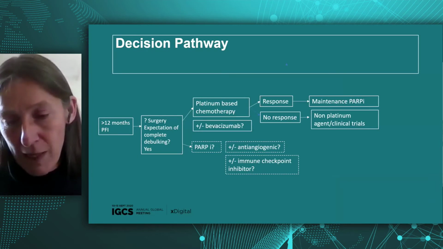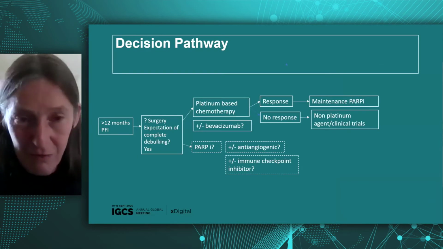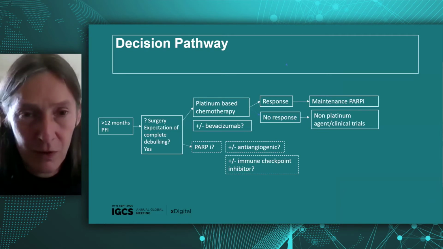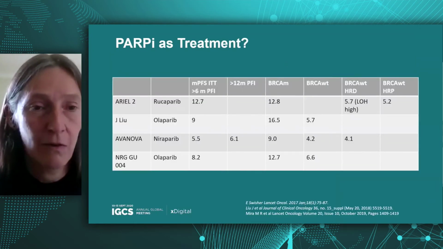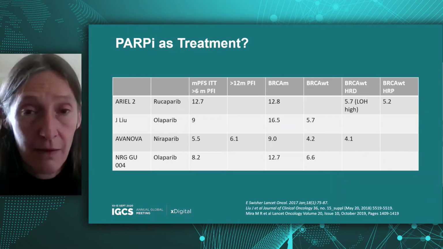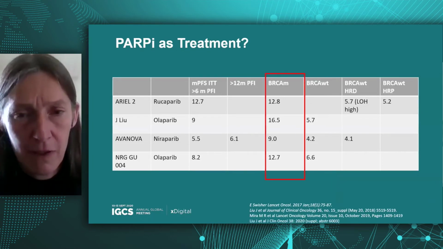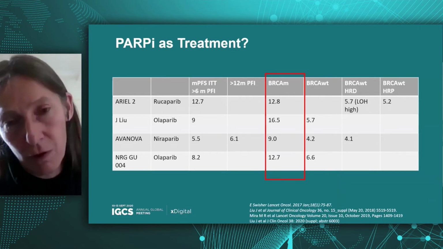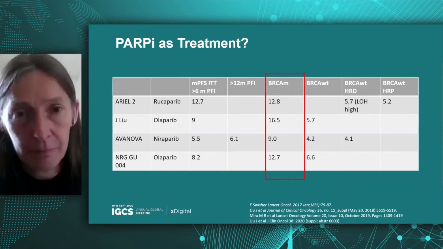So what happens if your patient says, but I don't want to have chemotherapy? Do I really need to have chemotherapy? So what's the evidence for PARP as treatment? There are a number of studies that have looked at PARP as treatment and demonstrated that they do have efficacy, but the good efficacy is in those BRCA mutations.